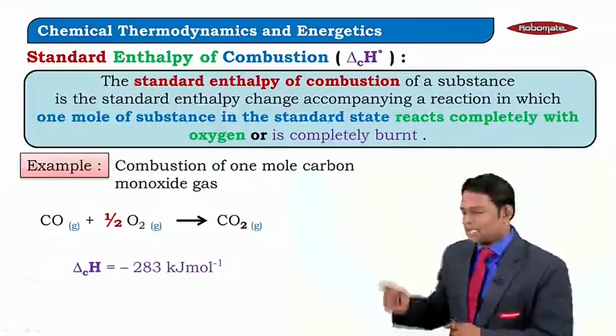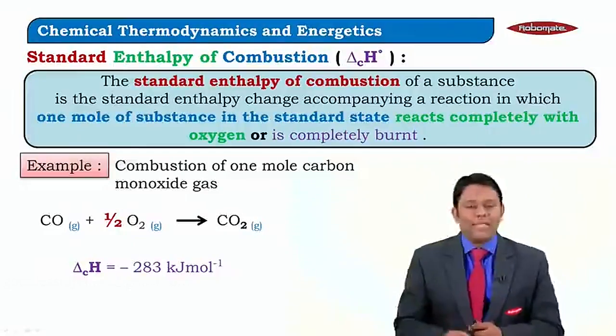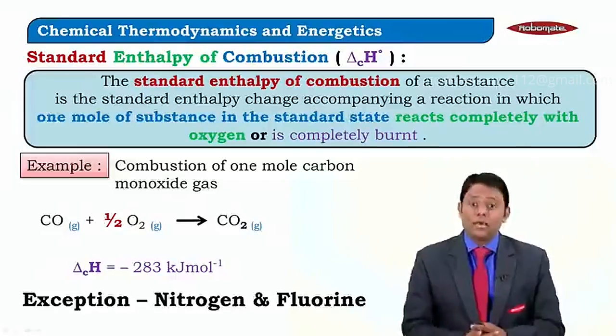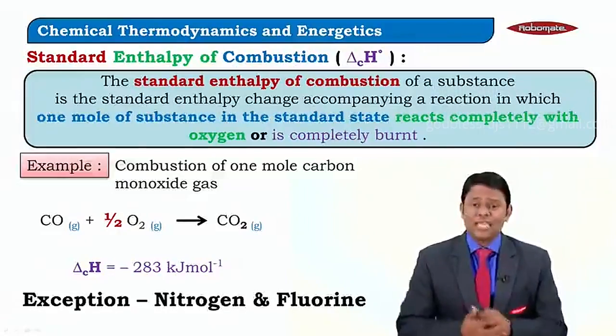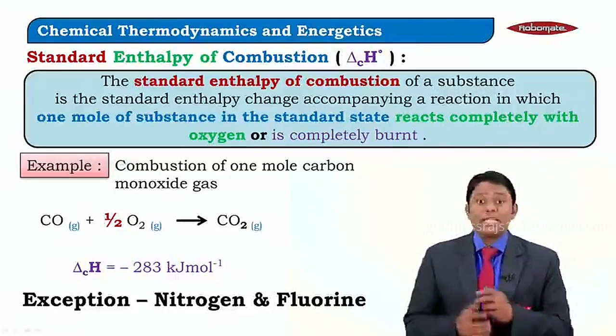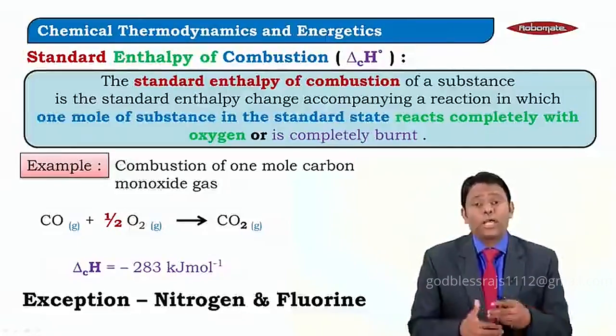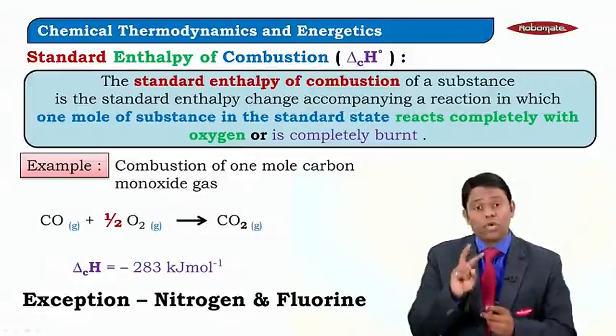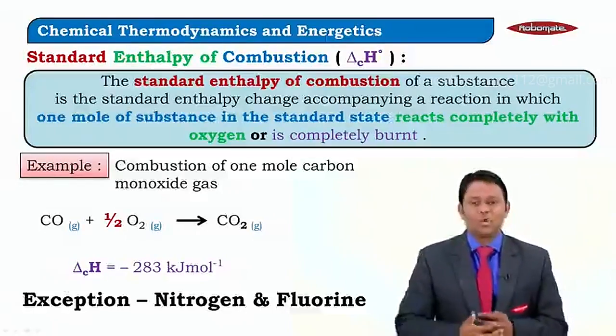Only in that case the delta H value, that is minus 283 kilojoule per mole, is applicable. Here there is an exception, and the exception is nitrogen and fluorine. Generally, it has been seen that all the combustion reactions are exothermic, whereas nitrogen and fluorine are the only 2 components whose answer is positive.